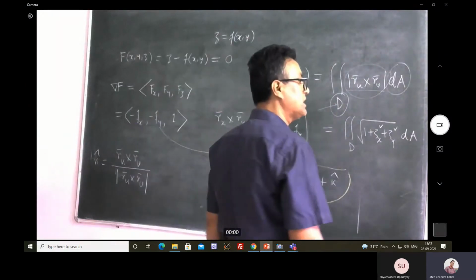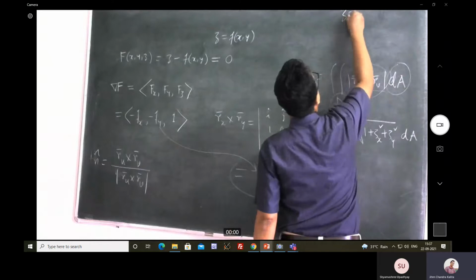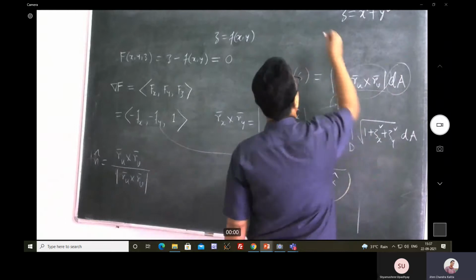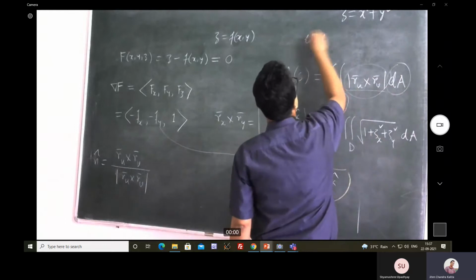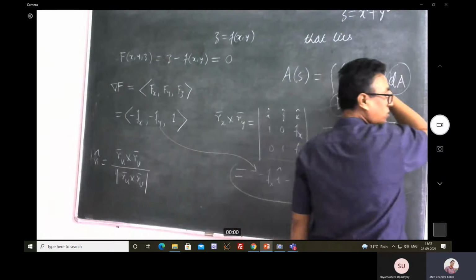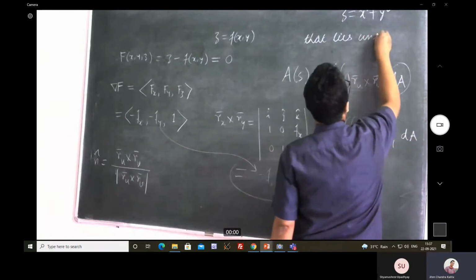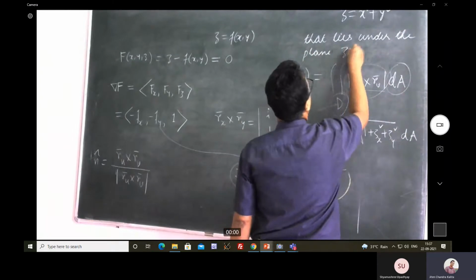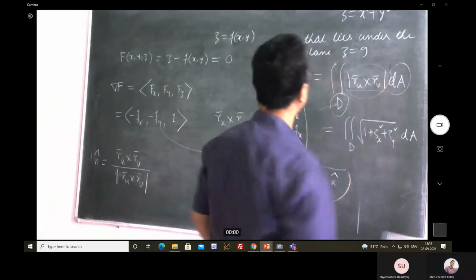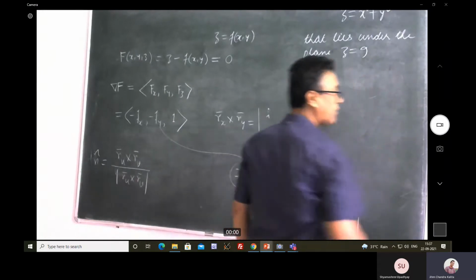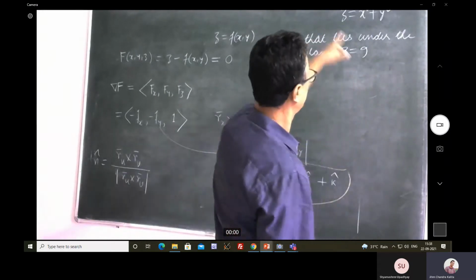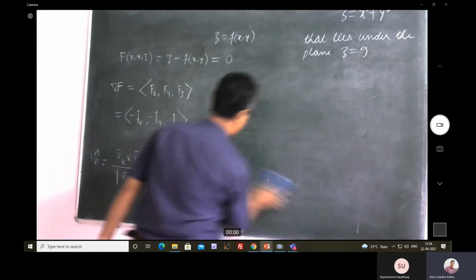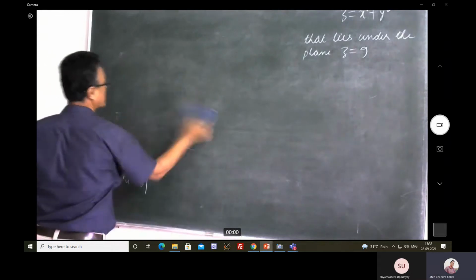So you have to find out the area of the part of the paraboloid z equal to x squared plus y squared that lies under the plane z equal to 9. Find the area of that part of the paraboloid given by z equal to x squared plus y squared, which lies under the plane z equal to 9.